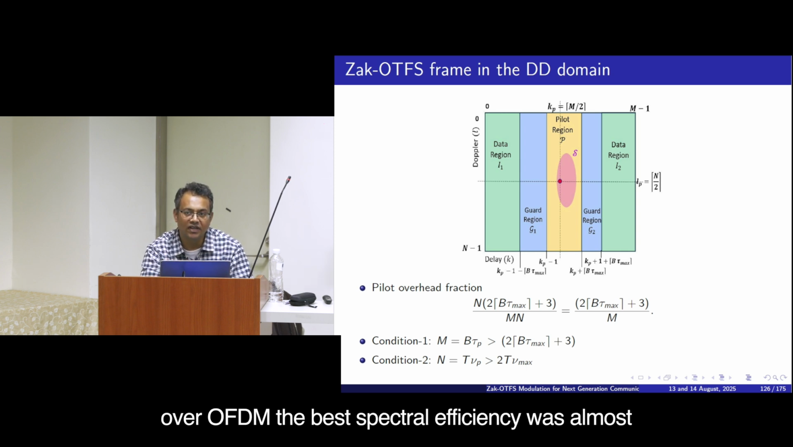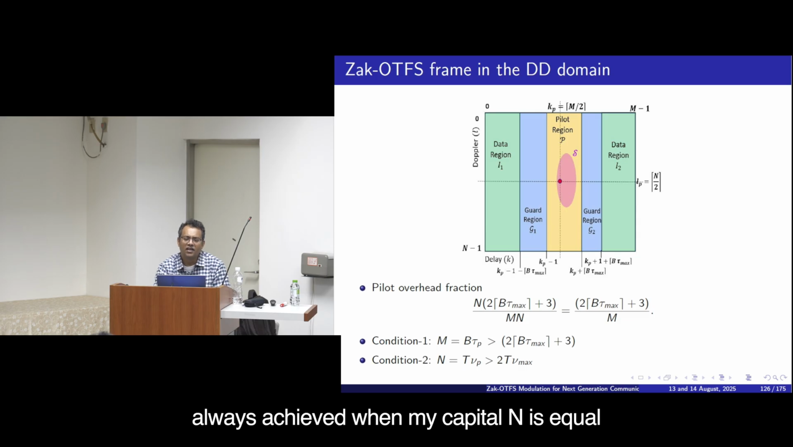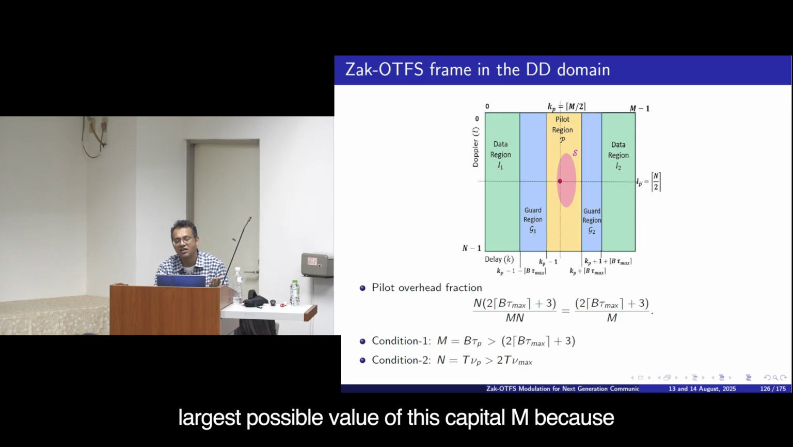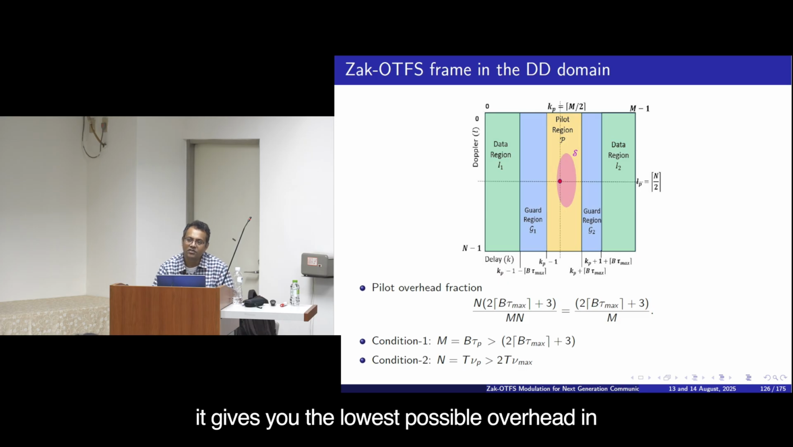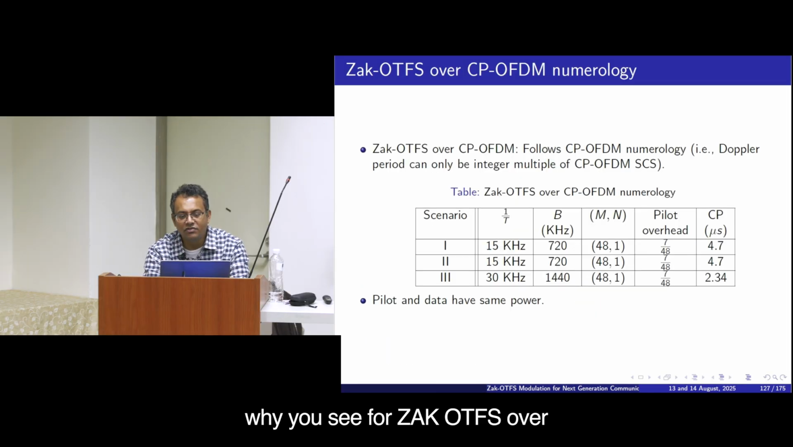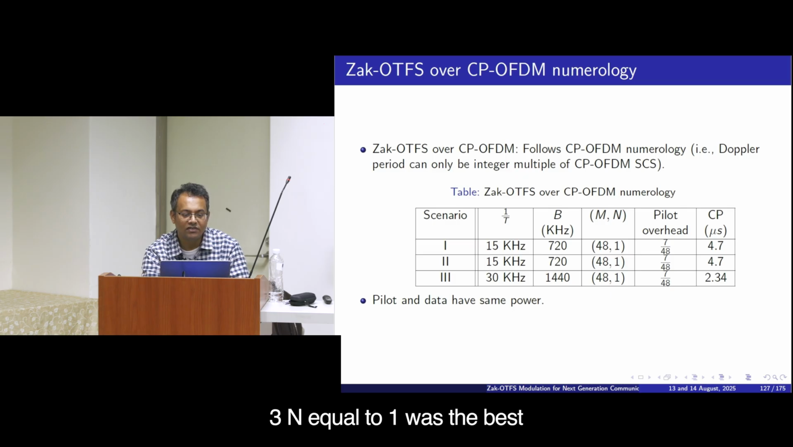implemented over OFDM, the best spectral efficiency was almost always achieved when my capital N is equal to 1, which means this capital M is equal to B times T, which is the largest possible value of this capital M, because it gives you the lowest possible overhead in terms of the pilot. So, that is why you see for Zach OTFS over CP OFDM, for all the scenarios 1, 2 and 3, N equal to 1 was the best.